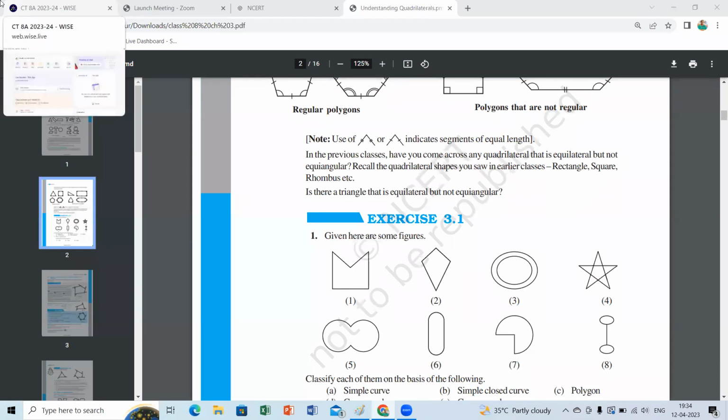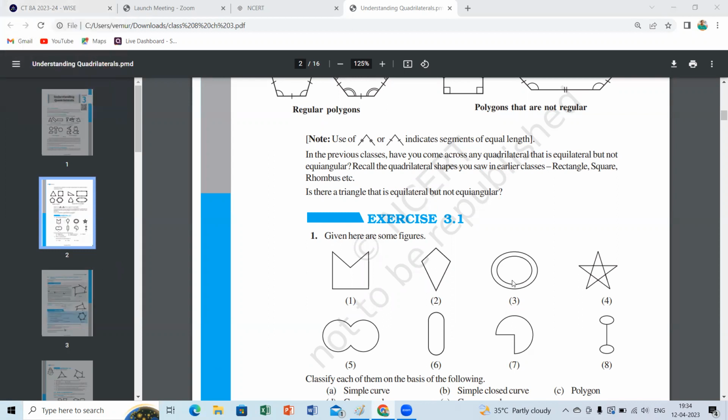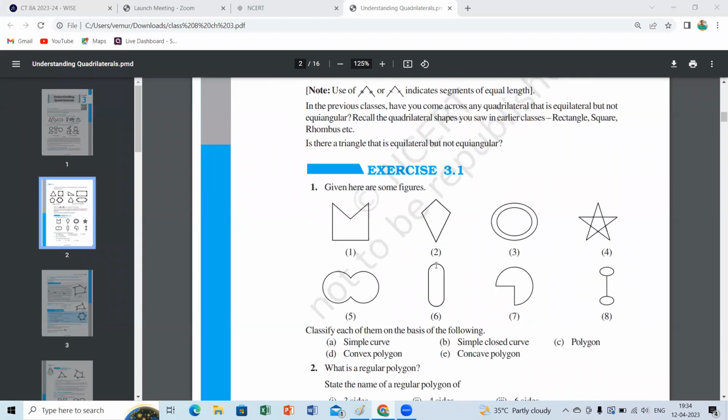Okay, ma'am, let's go with the first exercise question. There are a few figures given here. We classify each of them on the basis of the following. Simple curve. What are simple curves? Curves which don't cross themselves, which don't overlap themselves. Yeah, that's the first point.